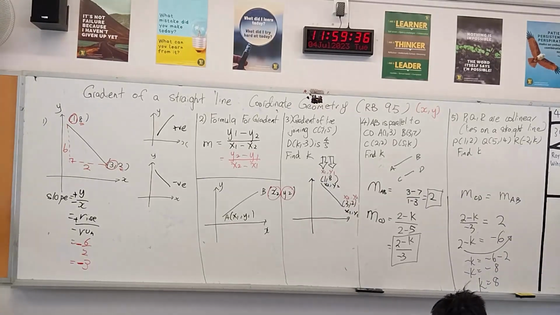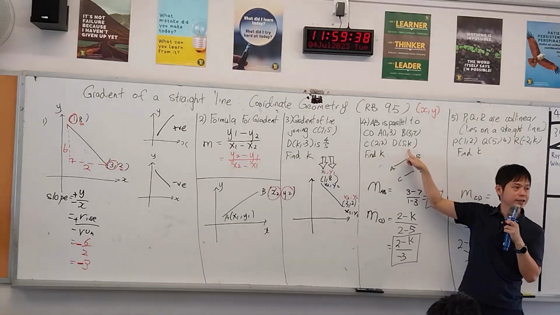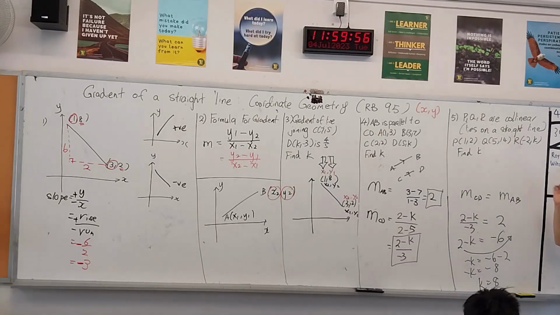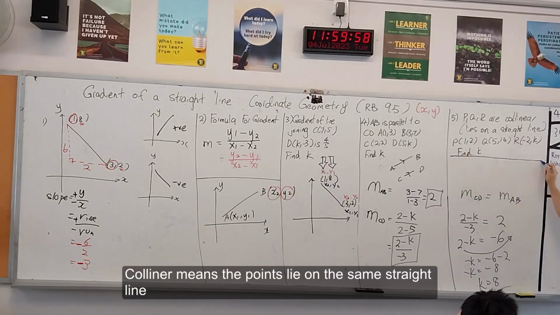So what does it mean? If this number here is 8, then your CD and your AB are 2 parallel lines. Okay, can you try question 5 now? What happens if they are on the same line? Which gradients are the same? Can you tell me? Let's list down.